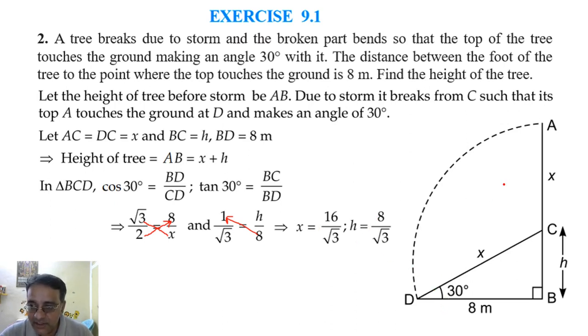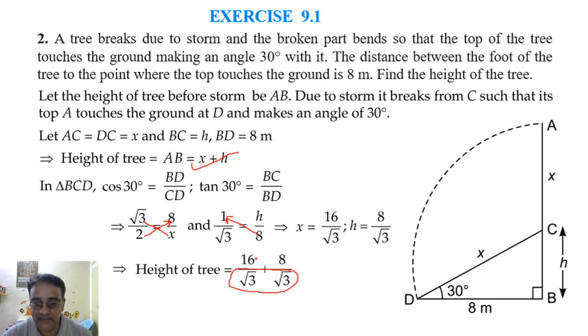Now the total height already we wrote here, x plus h. So total height is equals to 16 upon root 3 plus 8 upon root 3. Both the denominators are same, so we will add numerator. So 16 plus 8 upon root 3, that is 24 by root 3. Now what we have to do, 24 को हम लोग कैसे लिख सकते हैं, 8 into 3. ओके, और ये रूट 3 को यहाँ पे 3 को रूट 3 से डिवाइड कर दो and we'll get root 3.